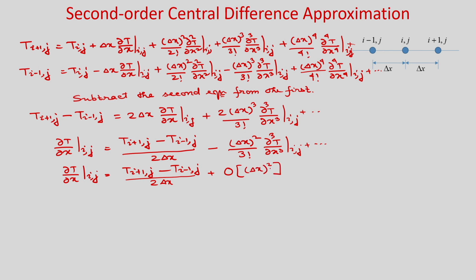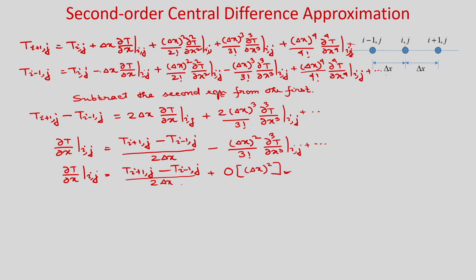So, it is a second order central difference approximation, because we are using one forward and one backward point, and we are finding the derivative at i, j, and you can see these 2 points are separated by a distance 2 delta x. So, del T by del x we are writing as (T i plus 1 j minus T i minus 1 j) divided by 2 delta x, and the order of accuracy is second order.